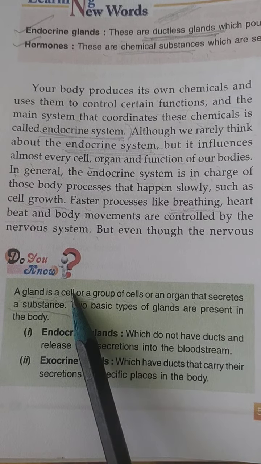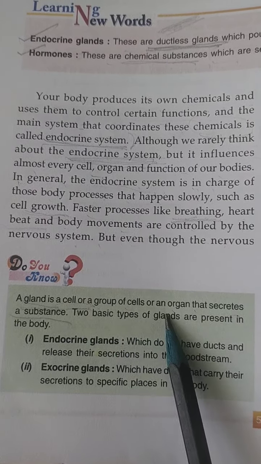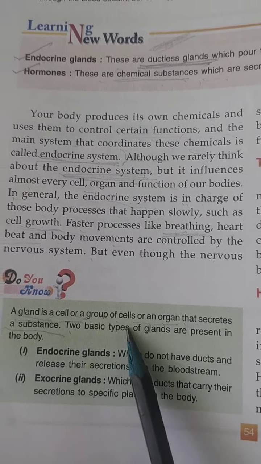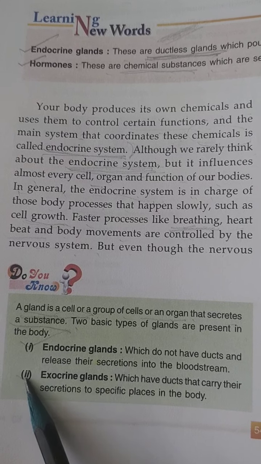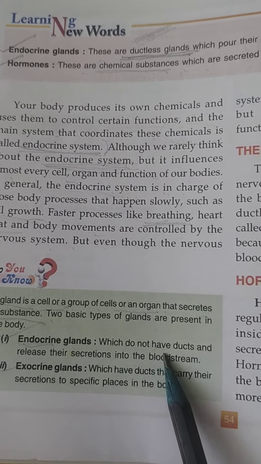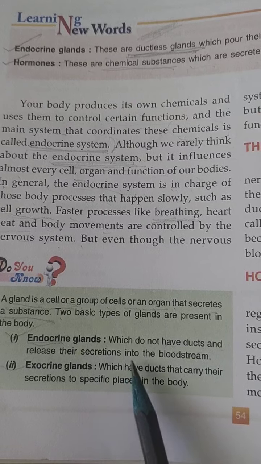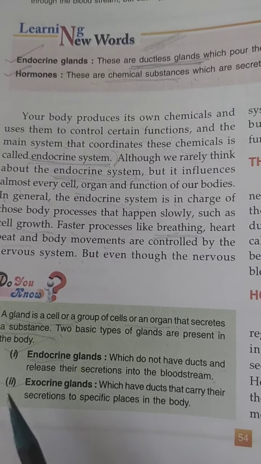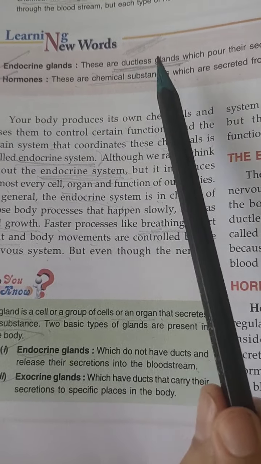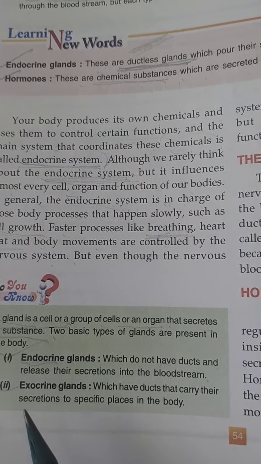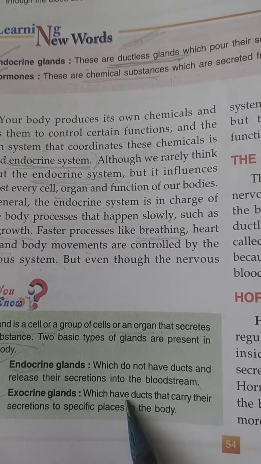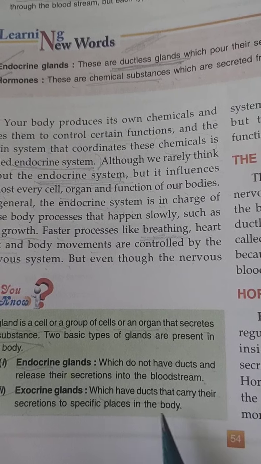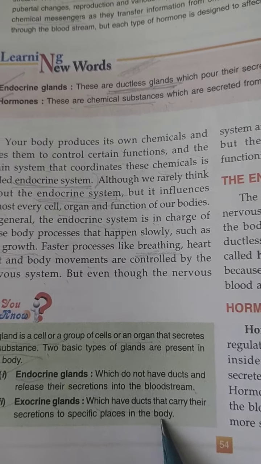A gland is a cell, or group of cells, or an organ that secretes a substance. Two basic types of glands are endocrine and exocrine. Endocrine glands do not have ducts and release their secretions directly into the bloodstream. Exocrine glands are just the opposite: these glands have ducts, and they carry their secretions to specific places in the body.